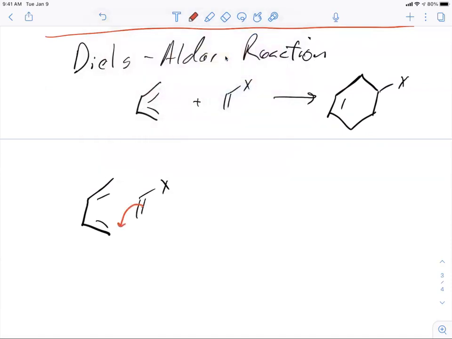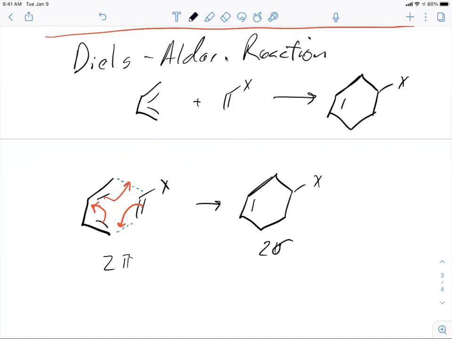So pi bond, that's going to turn into make a sigma bond. Pi bond moves up, pi bond moves over. We're creating, if we want to think about it, bonds here and here. And so that is our mechanism. So it's just a cyclic rearrangement of electrons. It's going to be turning two pi bonds into two sigma bonds. Okay, so the energy dynamics here is that we're going from weaker pi bonds to stronger sigma bonds.